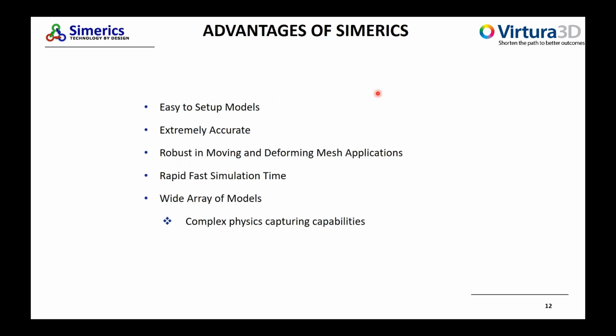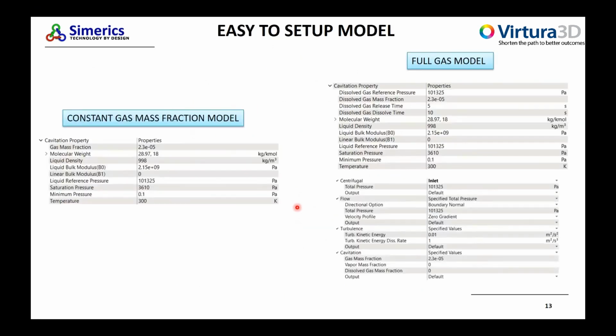So in terms of advantages, I'll quickly gloss through some of them. The first thing is it's very easy to set up models. It's quite accurate. We will show some cases that show this, and it is robust even when you have moving deforming meshes. We have quite fast simulation runtimes, and we have a wide array of models that can capture complex physics. In terms of the ease, I think the model is quite self-explanatory.